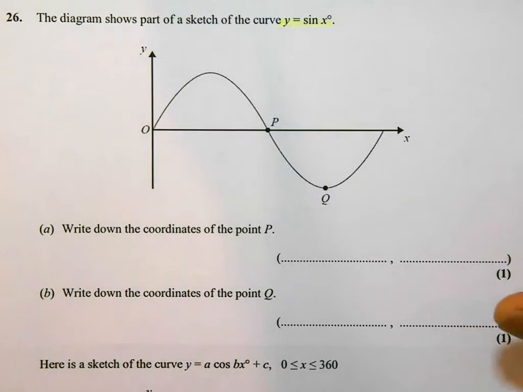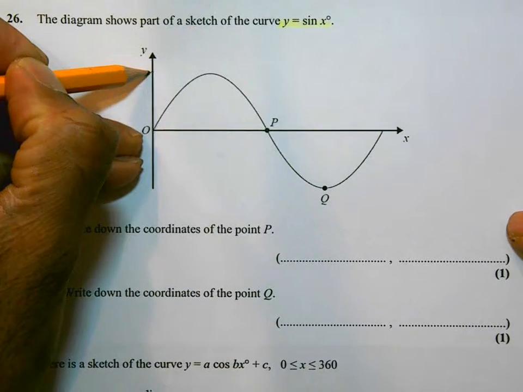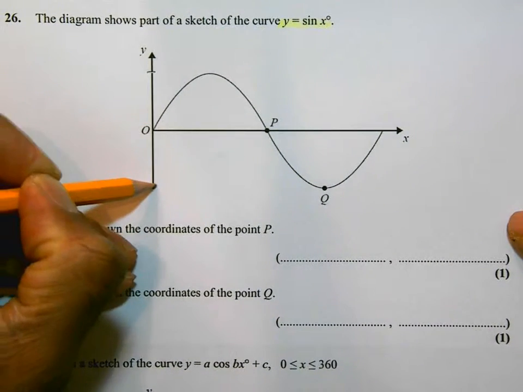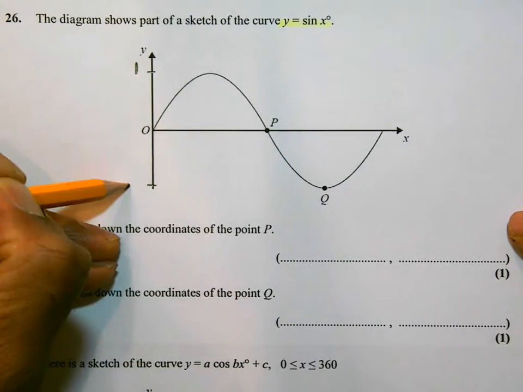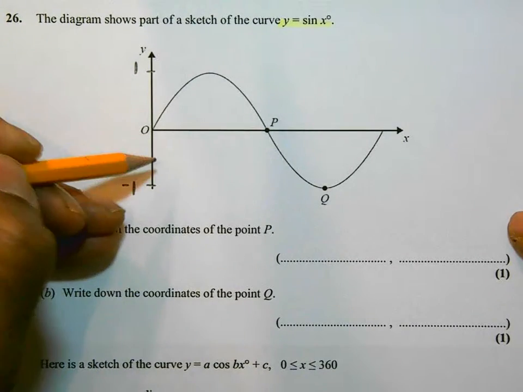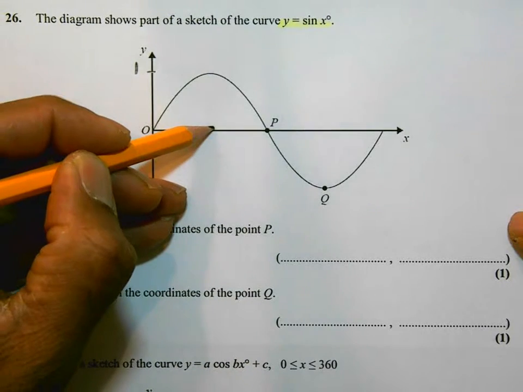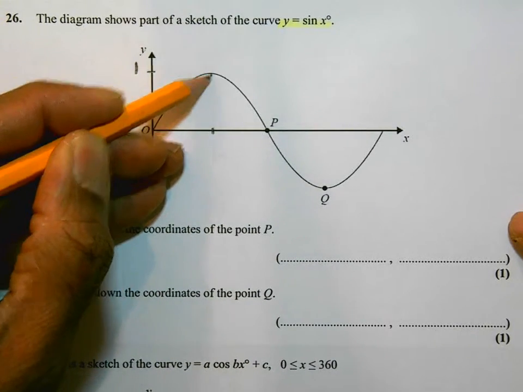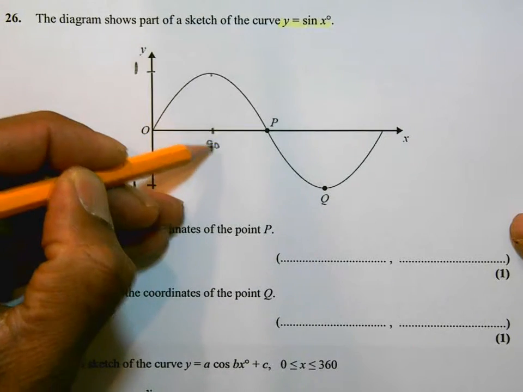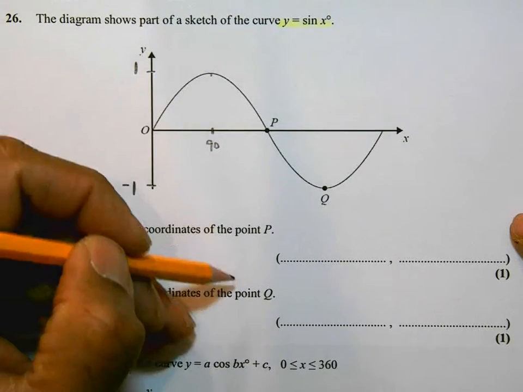The sine curve, y is equal to sine x, does have that shape, but you need to know what the values are. You need to be able to label them, and you need to know that it goes up to 1 and it goes down to -1. And this is a whole cycle of the sine curve. At this point here, where it goes up to 1, this is 90 degrees. Sine of 90 degrees gives you 1.